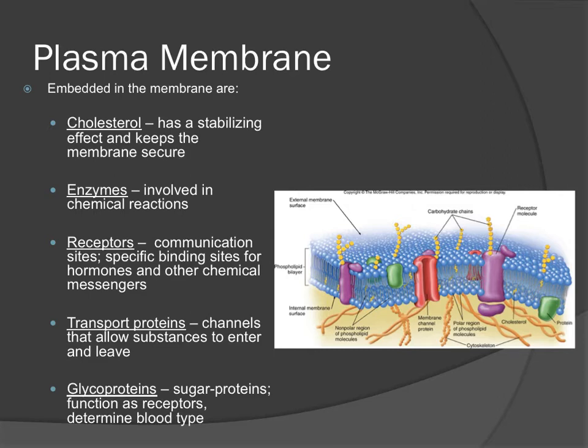Then we have glycoproteins. These are sugar proteins. They function as receptors. They determine our blood type. An example in the body is your mucins. These are secreted in the mucus of the respiratory and digestive tract, for example. So that is just some of the contents you'll find embedded within our plasma membrane, and they all have different roles. And again, all of those roles help to maintain homeostasis of each of our cells.